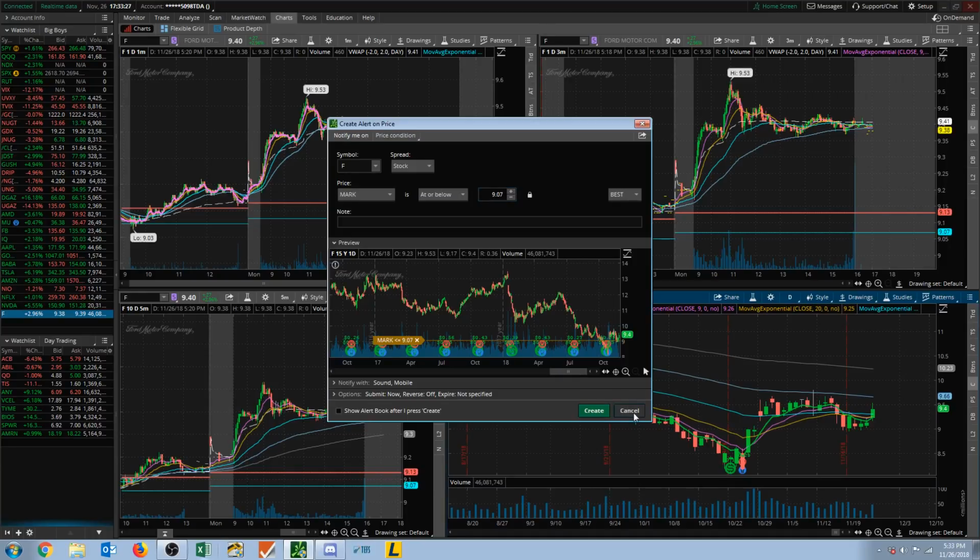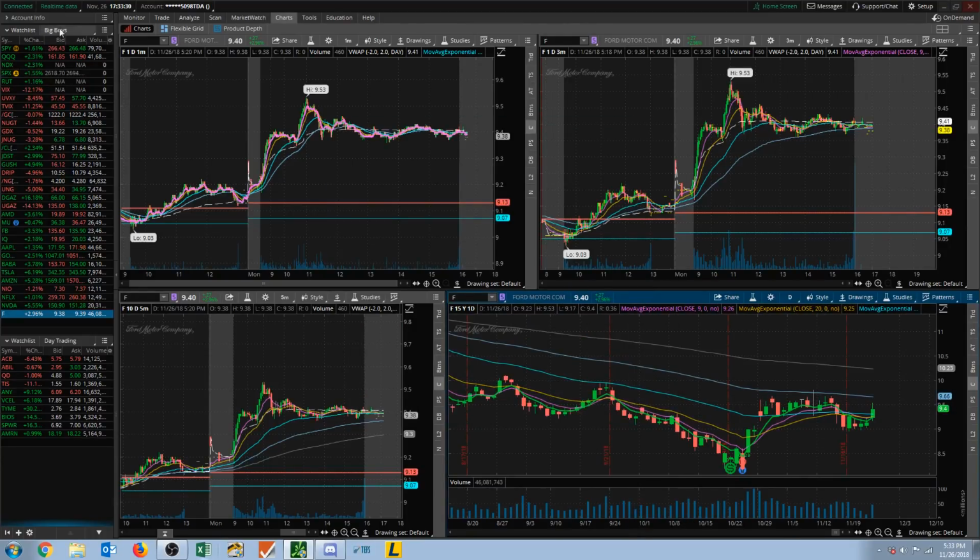Just click create, and then you'll get an alert on the top part of your screen right here, or wherever yours is set up, when it hits your criteria and the alert goes off. So that's what happened. My alert went off on this day, and I didn't see any confirmations this day to buy and go long. This was the 16th? Yeah, this was a Friday, and then Monday. So I didn't see confirmations to go long. Now, I did see confirmations on the 19th, which was Monday.